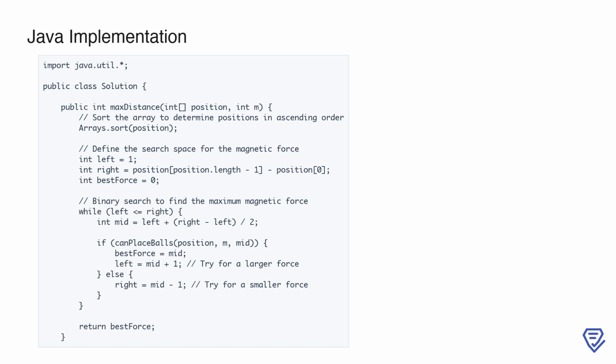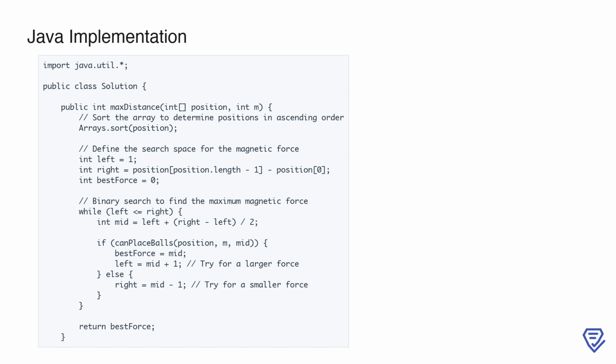Here, we begin by importing the necessary classes and defining our solution class. The key method here is maxDistance, which calculates the maximum magnetic force between the balls. To start, we sort the position array to ensure the positions are in ascending order, which makes it easier to calculate distances between balls. Next, we define our search space for the magnetic force. The smallest possible force, left, is set to 1, and the largest possible force, right, is the difference between the maximum and minimum positions in the array.